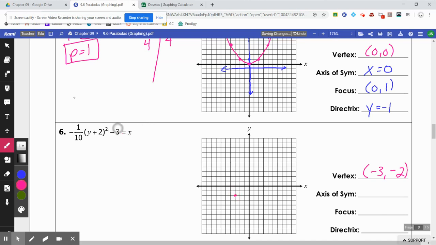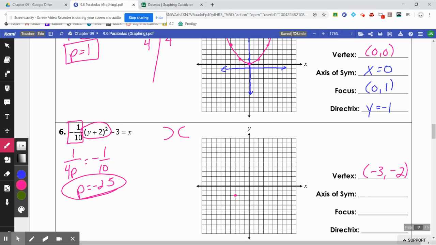Now I'm going to go back to the original form of that. The 1/4p is located right here. So we're going to do 1/4p equals -1/10. Solving that is going to give you a p-value of -2.5. Since your y stuff is being squared, this is a left-right parabola. Since your p-value is negative, it's going to be a left parabola. So our parabola is going to be shaped this direction. To get your focus and directrix, go left 2.5. There's going to be your focus. Go right 2.5. Your directrix will be somewhere right in there.